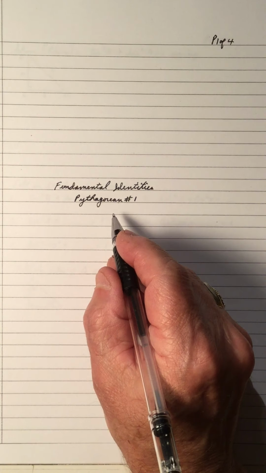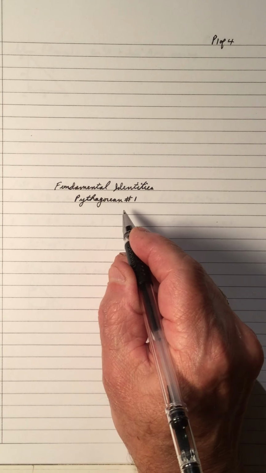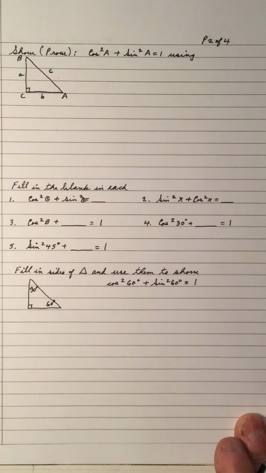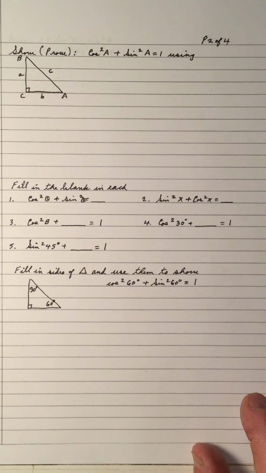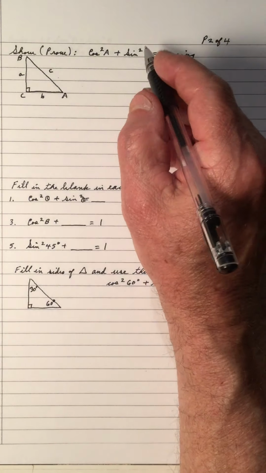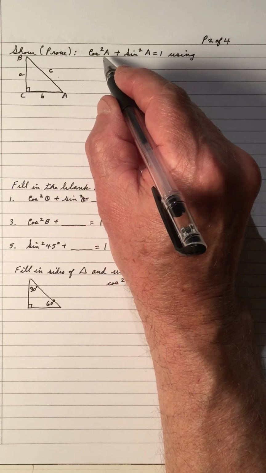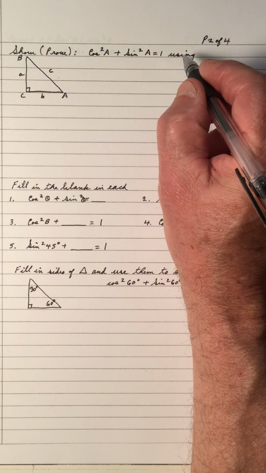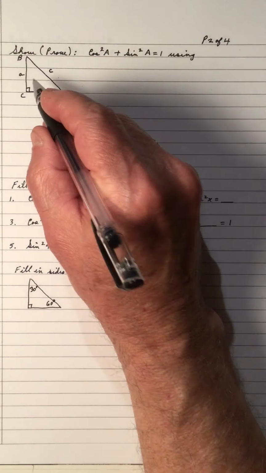Hi, welcome to my video on fundamental identities. The identities in this video are related to what I call the Pythagorean identities. There are two videos, so this is video 1, Pythagorean 1. The Pythagorean identity is cos squared A plus sine squared A equals 1, and I'm going to prove this using this triangle.